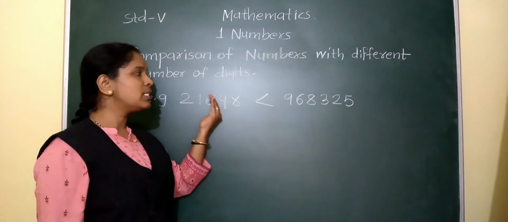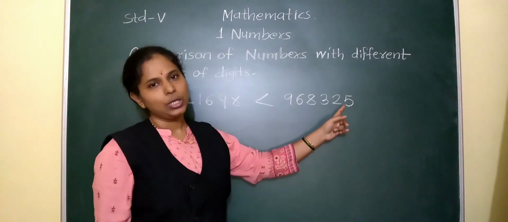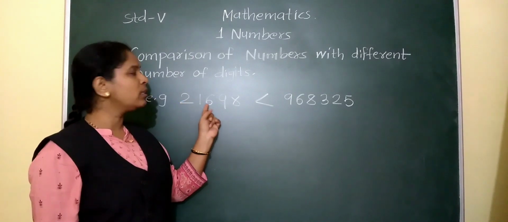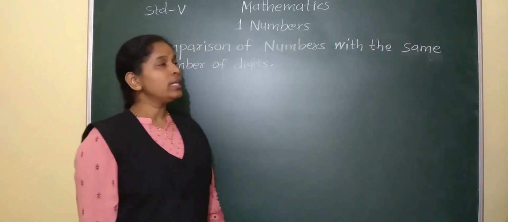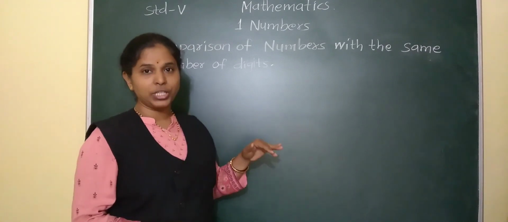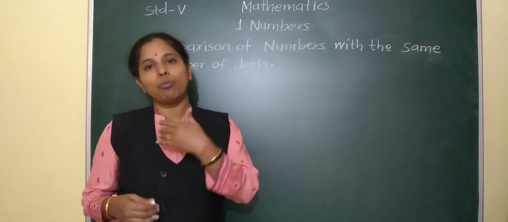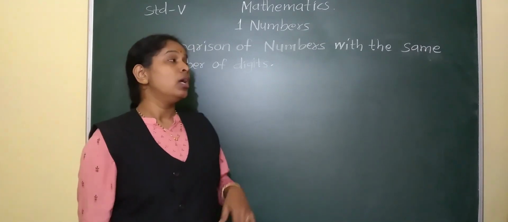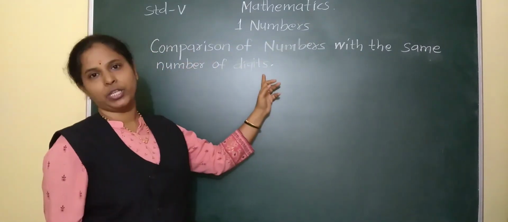21,698. This number is less than 9,68,325. In this way, we can compare the numbers by only counting the digits given in the number. Now see, in comparison of numbers, when the number of digits are different, that time it's very easy. Just count the digits and the number in which more digits are there, that is the biggest or greater number.